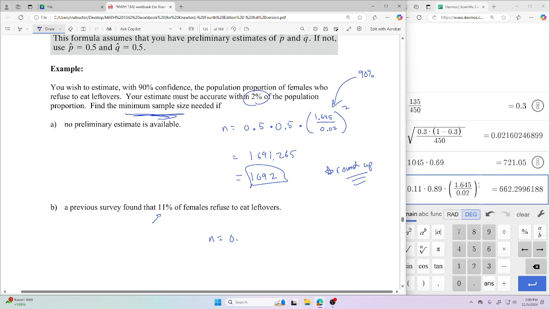And notice what just happened to my answer. I'm going to write this down. Notice what happened to my numbers. What happened? Yeah, it's much smaller. We got 662.29, so 663 people to survey.